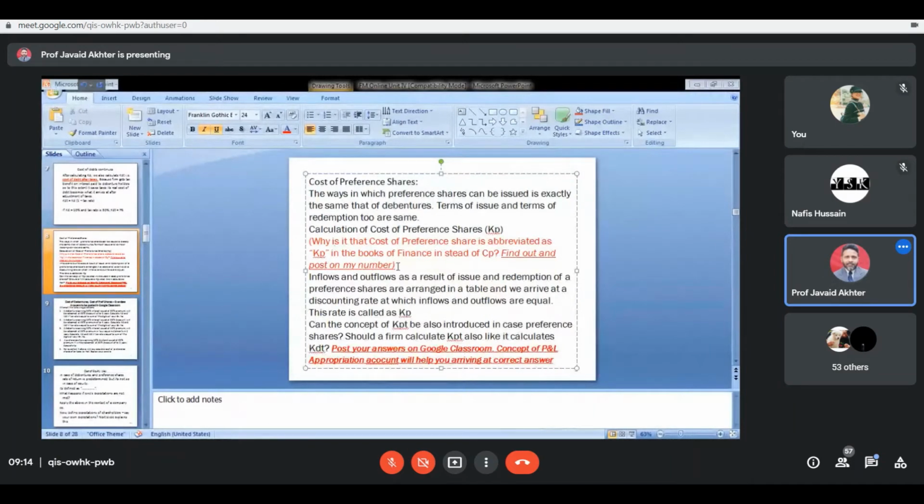Secondly, the return which is given to preference shareholders is not called interest, it is called a dividend. Now read the slide which is available on your screen. Read it carefully, up to this place where I am putting some question mark. Don't go beyond this. Then I will start discussion.